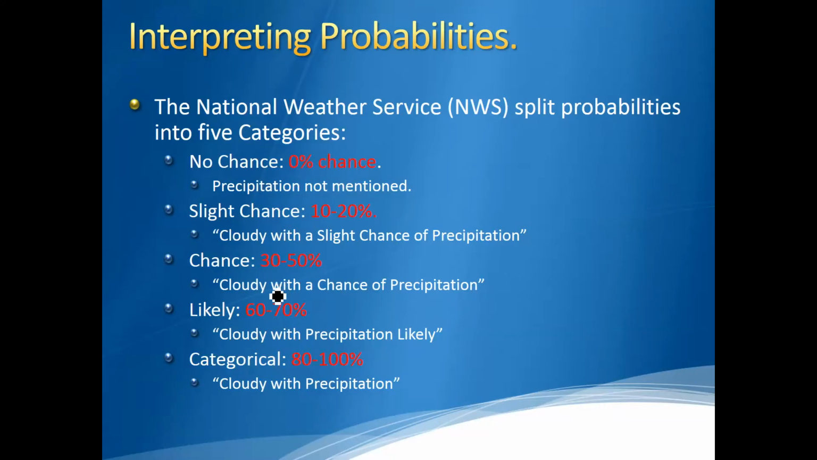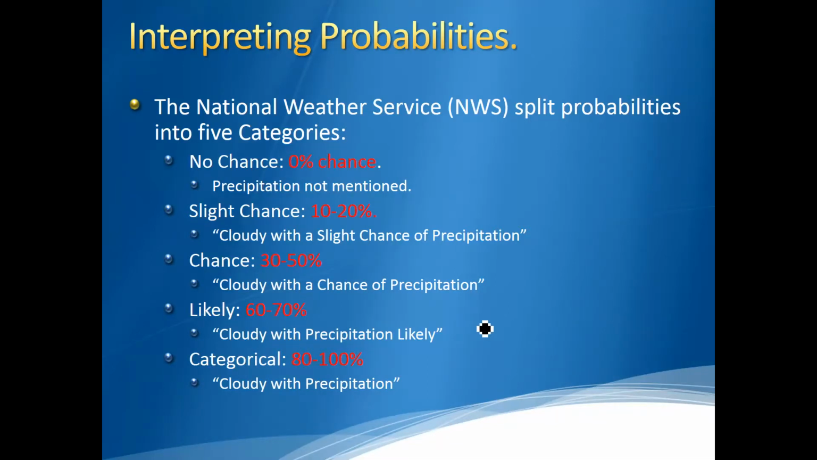Then there's what's called likely. In the case of likely, you have a 60 to 70% chance. At this point, it's looking pretty good that, yeah, it's probably going to rain. In this case, you'll hear the term likely in the forecast. So today it's 75, cloudy with rain likely. However, there's still a chance that it won't happen. It just means that it's likely. It means that it's more possible than not.